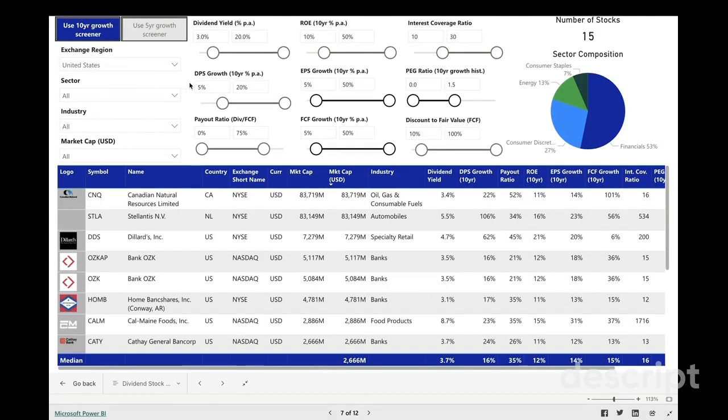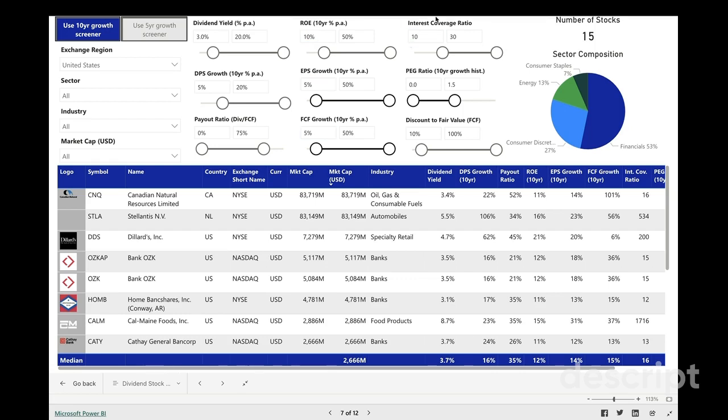Next, adjust the sliders to set your desired criteria for each metric. The default settings are Dividend Yield, greater than 3% per annum. Dividend per share growth, greater than 5% per annum. Payout Ratio, less than 75%. Return on Equity, greater than 10% per annum. Earnings per share growth, greater than 5% per annum. Free cash flow growth, greater than 5% per annum.